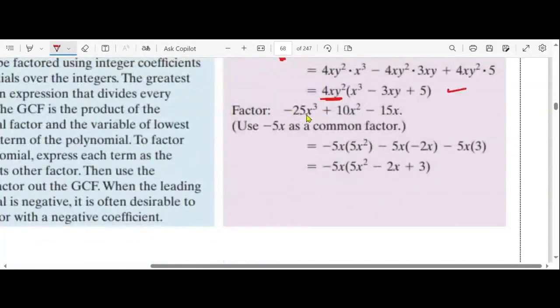Here: negative 25x cubed plus 10x squared minus 15x. I have 25, I have 10, and I have 15. Which one is the common one? Negative 5. Why negative 5? Because I have a negative here. Now x. Which one is the lowest x? X to the power 1. And then you have to divide each term by negative 5x. And that's your final answer. Is this clear? Now let's go for details.